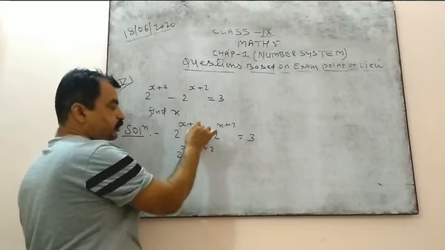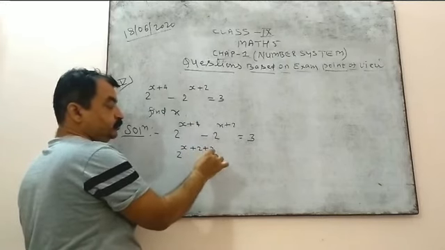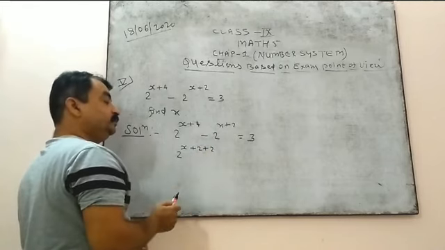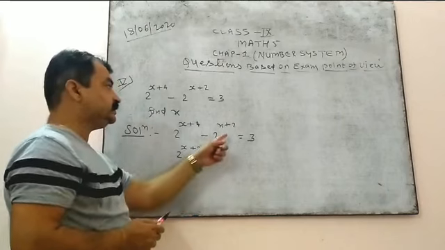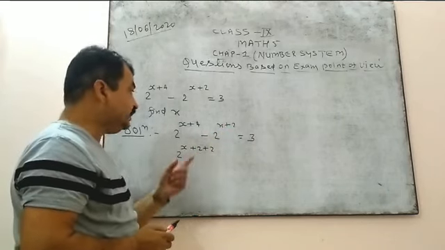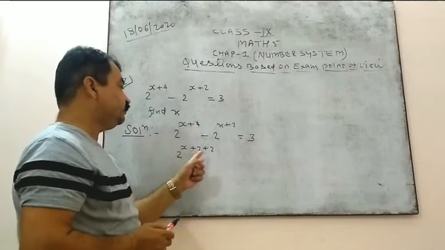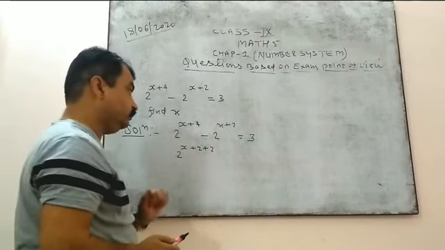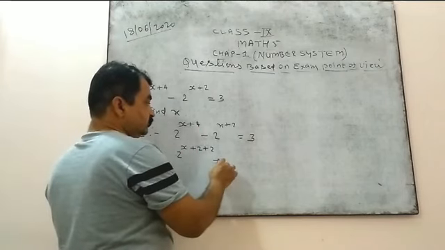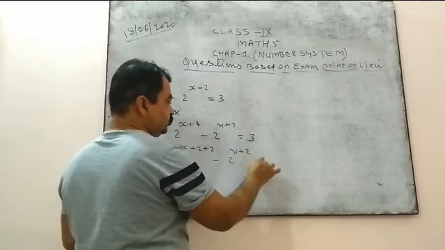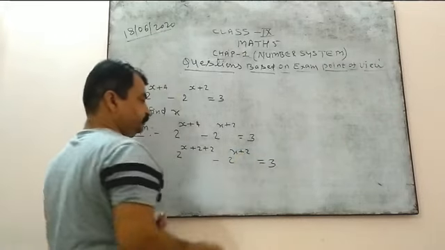See, this 4 I split into two parts, 2 plus 2. You can ask, sir, why have you not split it as 1 plus 3? Because we don't need 1 and 3. See the second part, it is in the form of x plus 2. So that's why I split this 4 into two parts, that's 2 plus 2. Clear? Now, minus 2 raised to the power x plus 2 equal to 3.